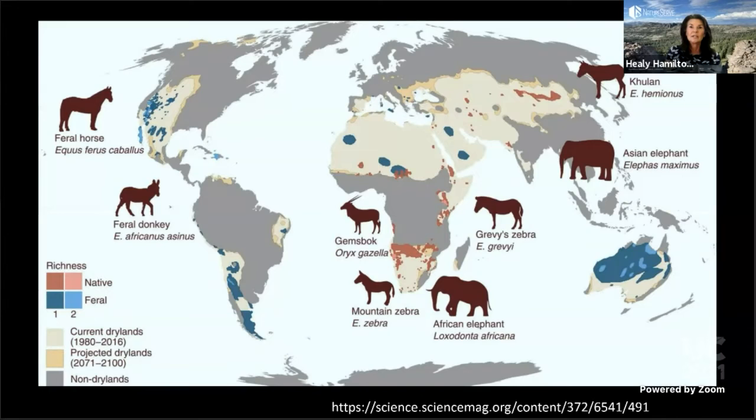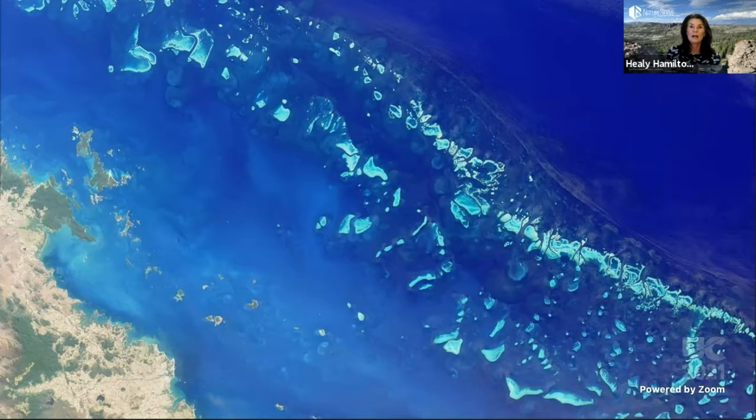Donkeys and horses are very capable diggers, and they can shovel sand and gravel backwards with their front hooves. But they're not the only species that exhibit this behavior. It's found across the world with both native and introduced feral animals. We've really just begun to understand the extent to which biodiversity shapes the world around us.